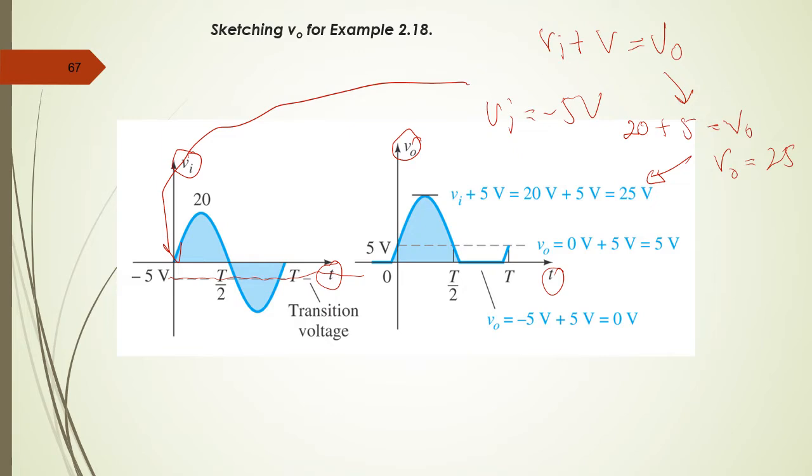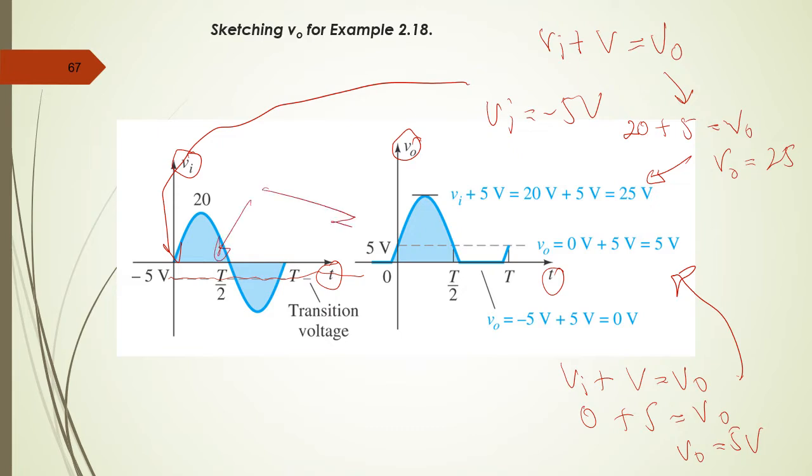The other is when the value of the input voltage is equal to 0. That means Vi plus V equals V out. 0 plus 5 equals V out. V out equals 5 volt, which is this one. So when you plot the output voltage, you will see something like this. This is the output, this is the input, and you will see the output here.